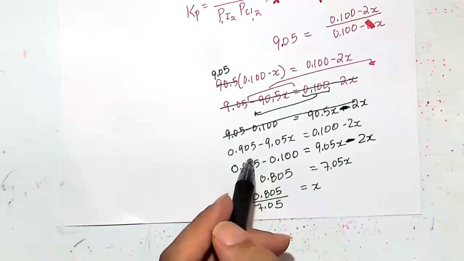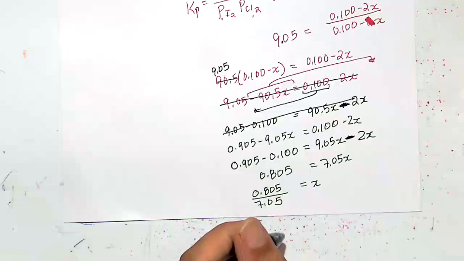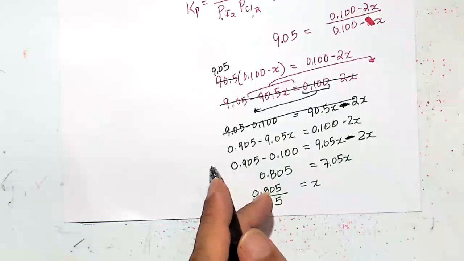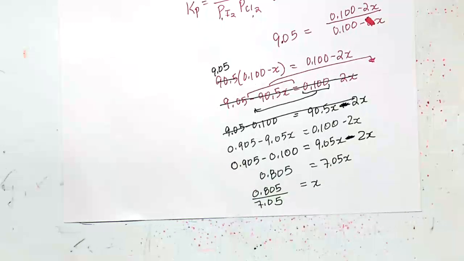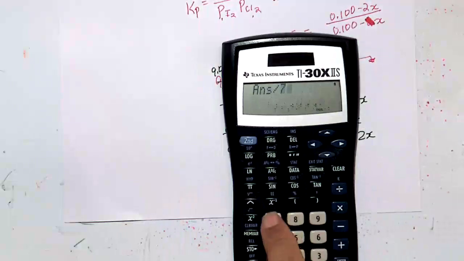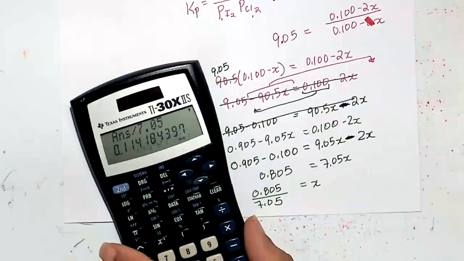So my only word of caution is just be careful of the math. I'll always try to give partial credit if I could see your thought process. And hopefully I'm okay. So what does x equal to? 0.114 atmospheres? That doesn't make any sense.